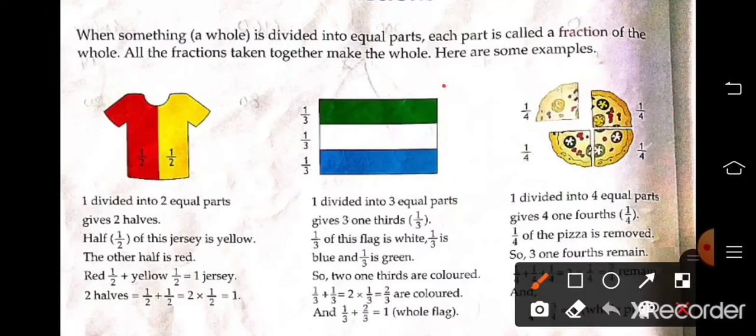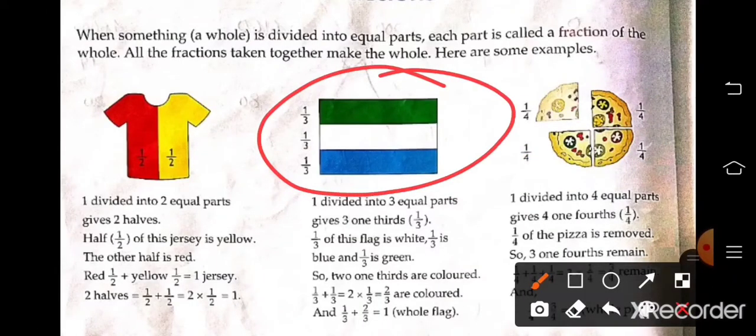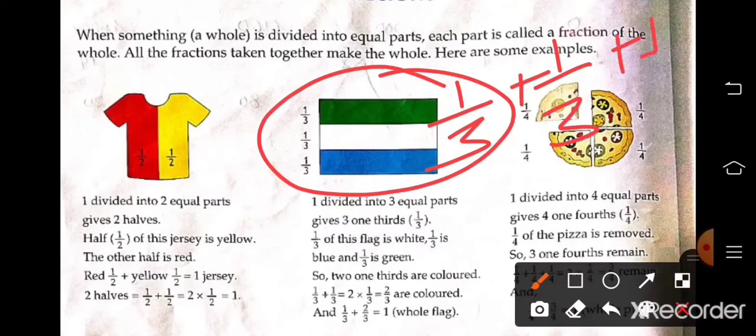Okay, like this is a flag. It is divided into 3 parts. Each part is called 1/3. Okay, all the 3 parts of 1/3 make a complete whole.